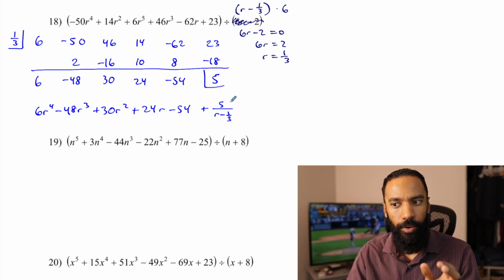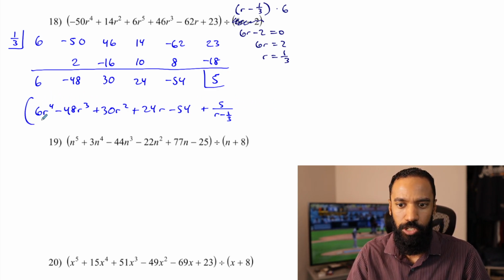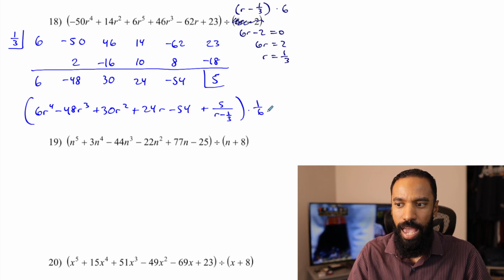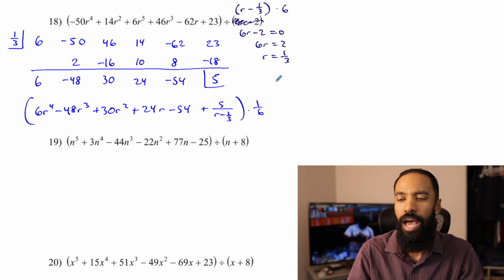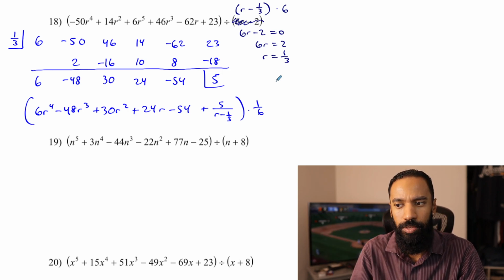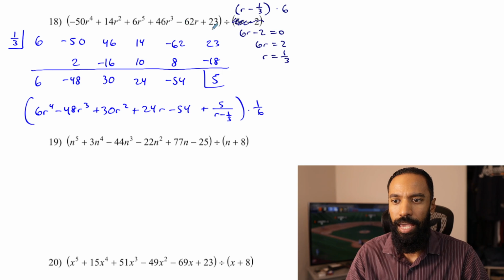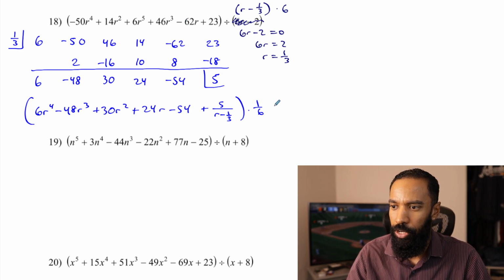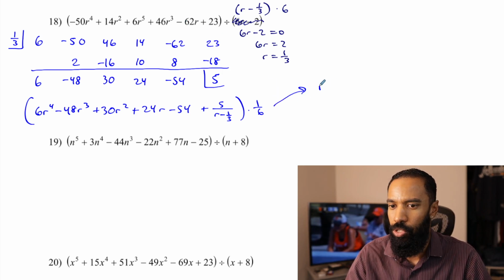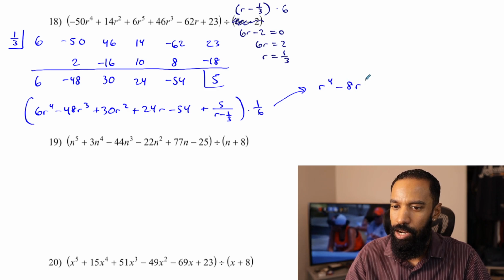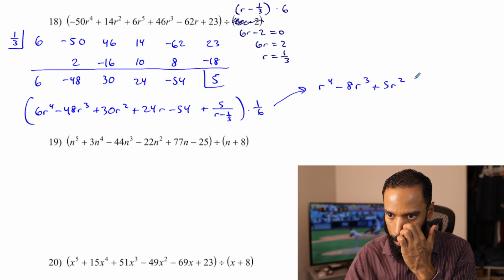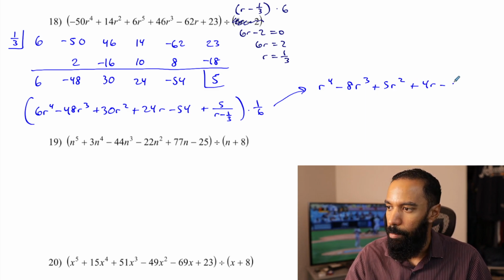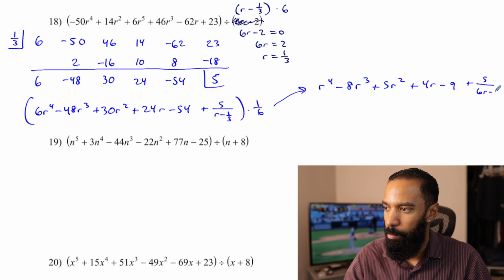So, you know what? The remainder I think is going to be the same because dividing all this by 6 is also multiplying by 1/6. And then when this gets multiplied by 6 here, I guess 5 is still the remainder. I am going to double check that when it comes to the actual answer key. I can even Photomath it. But just to be sure there, dividing everything by 6 will get us r to the 4th minus 8r cubed plus 5r squared plus 4r minus 9, and then I guess plus 5 over 6r minus 2.